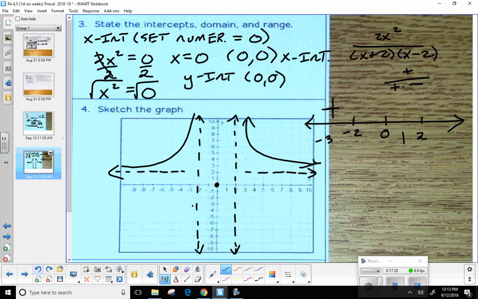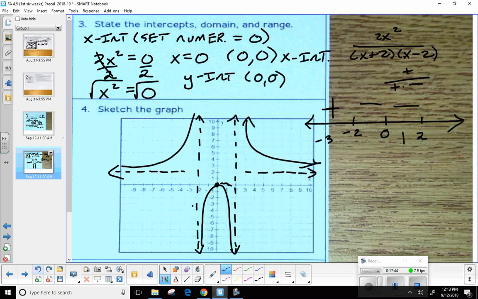So what is this telling me? Between 0 and 2, should it be a positive or negative? Yeah, positive divided by negative is a negative. So I know that in this region right here, it should be below the x-axis. If you go ahead and plug in, you'll notice you get the same thing. So it's going to look something like this.